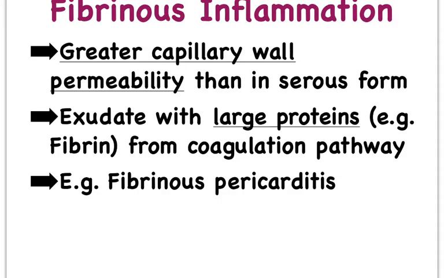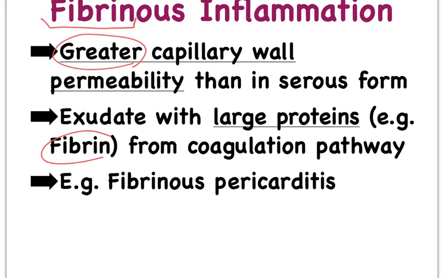So here we get to a fibrinous inflammation. You know by now what fibrin does. It helps clot our blood. It helps create a network of strands that can trap not just blood cells, but pathogens. So this is going to consist of an exudate that is made up of much larger proteins. Fibrin is a much larger protein, obviously. This is a process that has greater capillary wall permeability than the one that we just discussed, called serous inflammation.